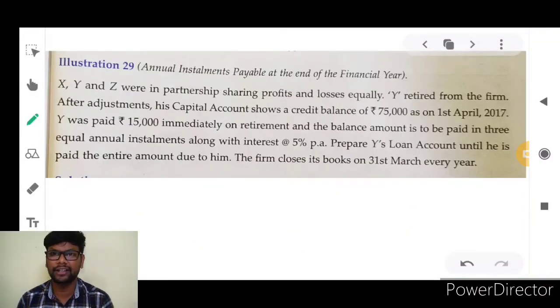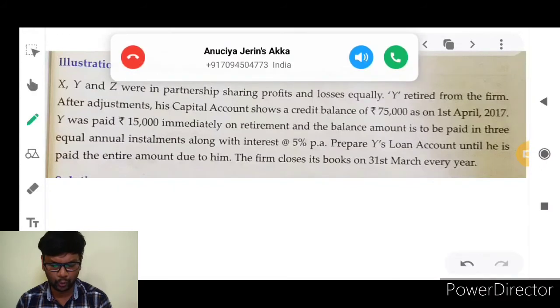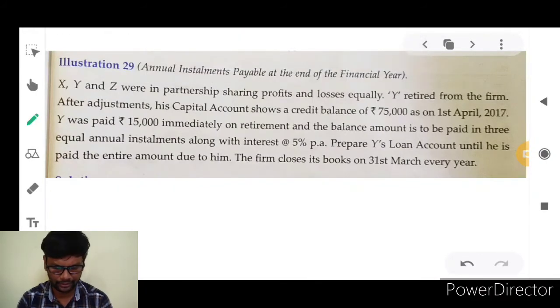For your better understanding, we can go for illustration 29. Annual installment payable at the end of the financial year. X, Y and Z were partners in a partnership firm, sharing profits and losses equally. The one who is retiring from the partnership firm is Y.